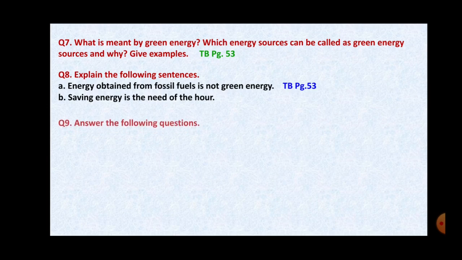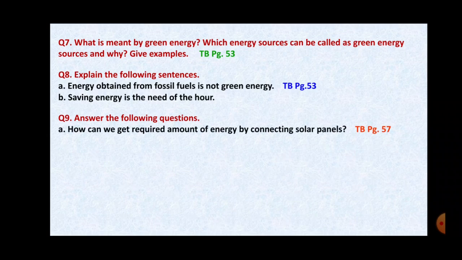Let's move on to the next question, that is question number 9, and answer the following questions. First one is, how can we get the required amount of energy by connecting solar panels? Now this is given in your textbook on page number 57. Open page number 57. So on page number 57, the answer is given. Right from the beginning, the answer is given on the whole page, but you will write it in points.